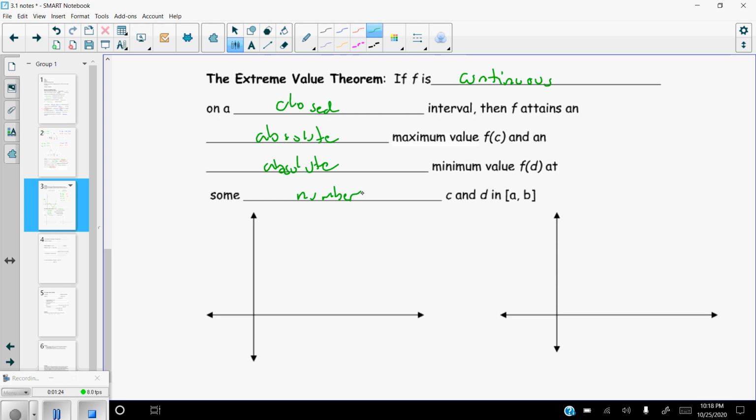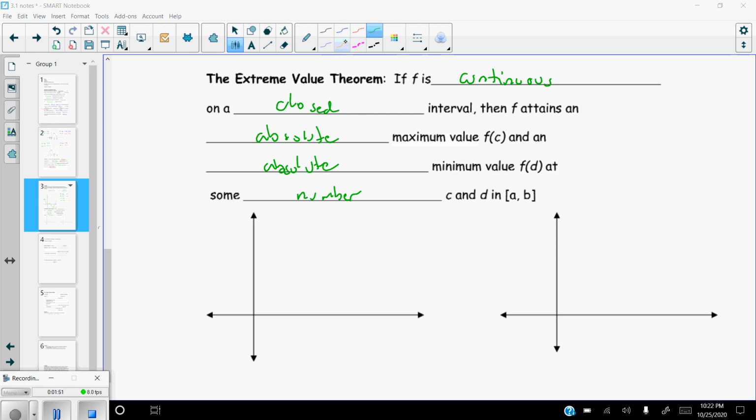If you have a continuous function on a closed interval, you have to attain an absolute maximum, the highest point, and an absolute minimum, the lowest point, someplace in between the endpoints. That has to happen. So for a frame of reference, let's show two examples where this doesn't actually hold.